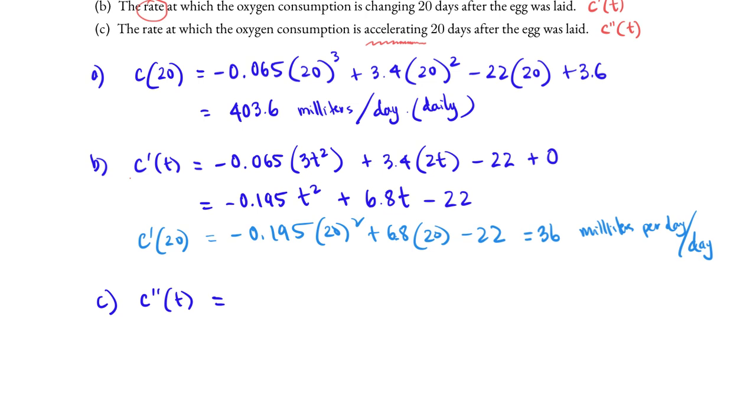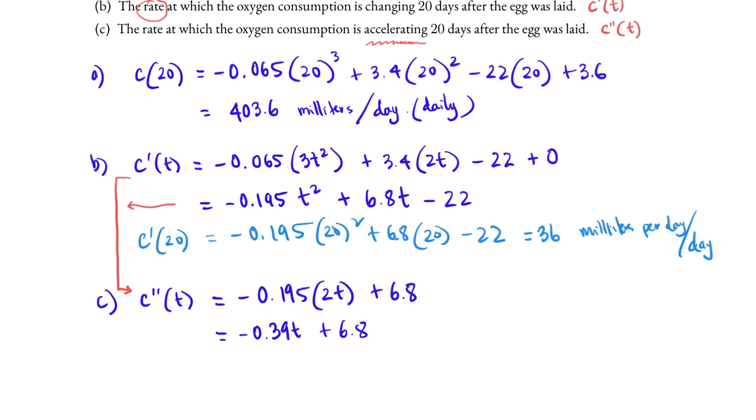For part C, to answer the question about accelerating, we will need the second derivative. The second derivative is the derivative of the first derivative. And so the second derivative is -0.195 times 2t plus 6.8, where we use the simplified version of the first derivative to find the second derivative. Simplifying this, we get -0.39t plus 6.8. And then we plug in 20 into the second derivative. This is -0.39 times 20 plus 6.8, and we'll get -0.1.